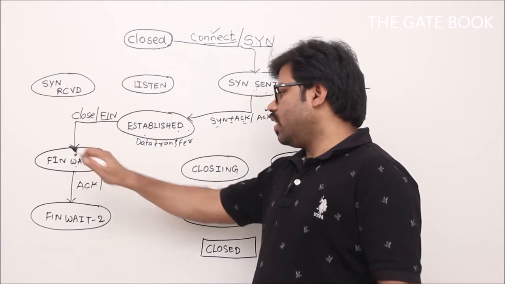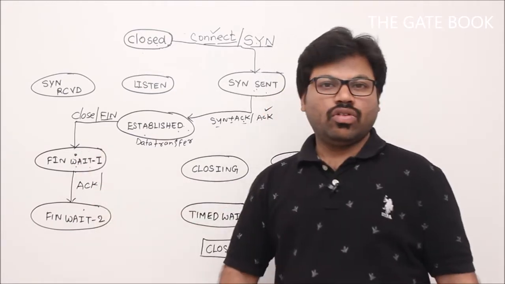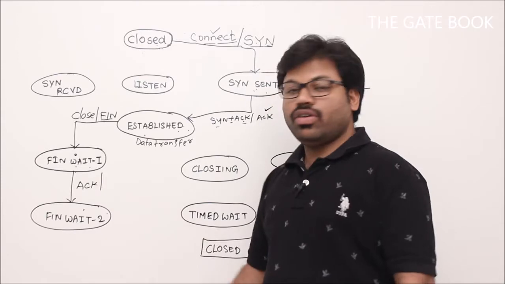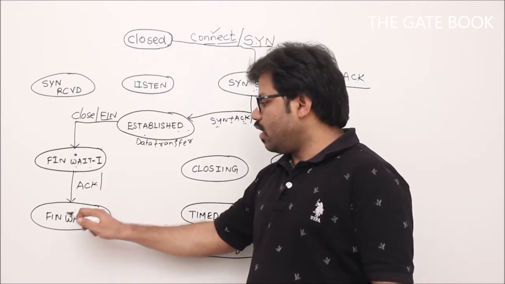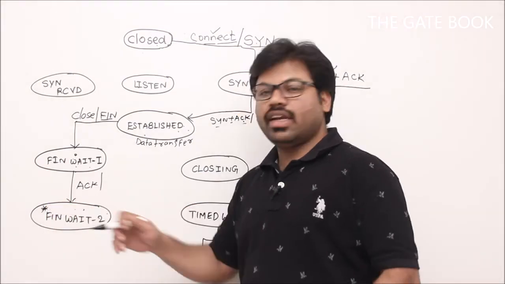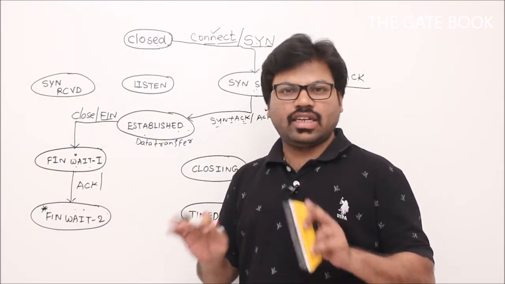I got it. Then I should go to FIN_WAIT_2. Why FIN_WAIT_2? Why don't you close it? I will tell you. Only one-way connection is closed, right? I can say that FIN_WAIT_2 is a state where it represents only the client's connection is gone.